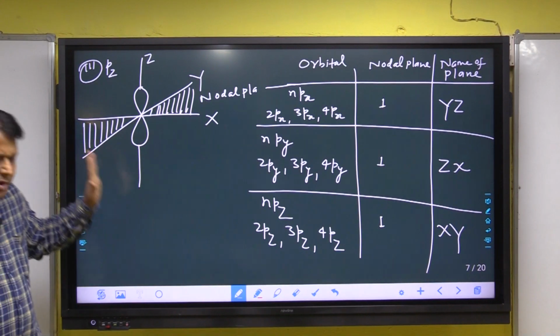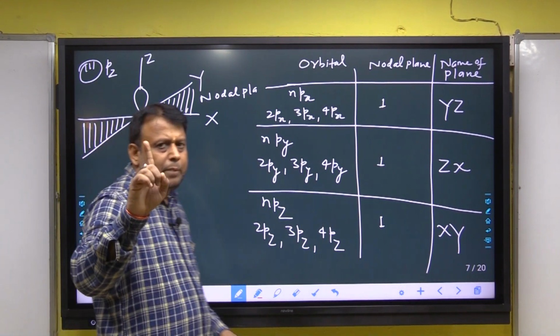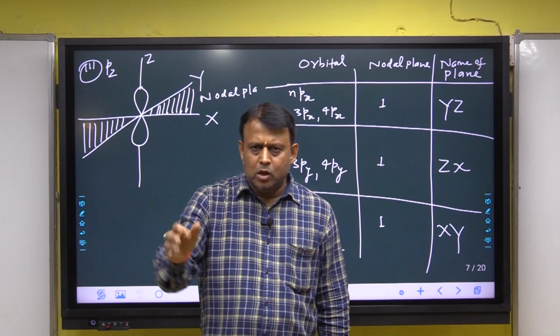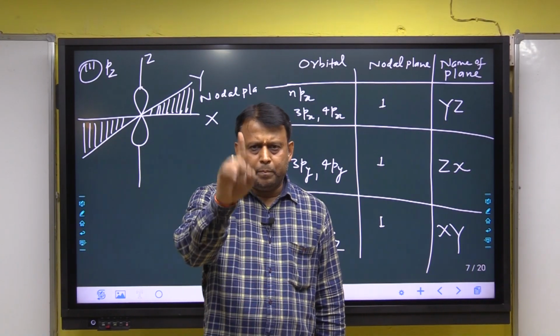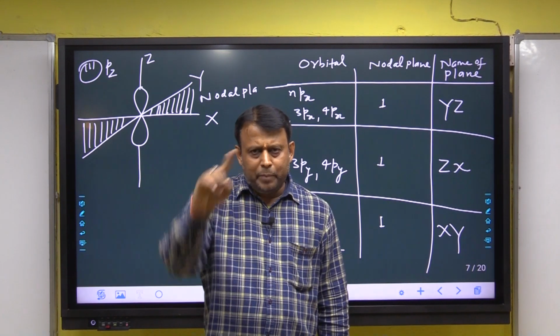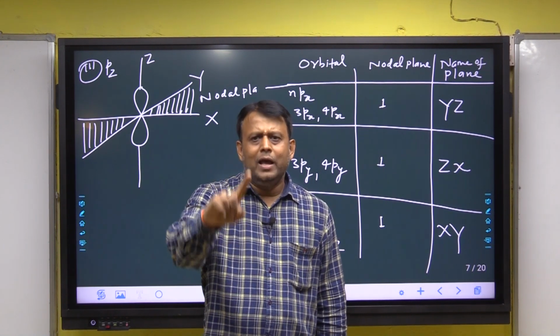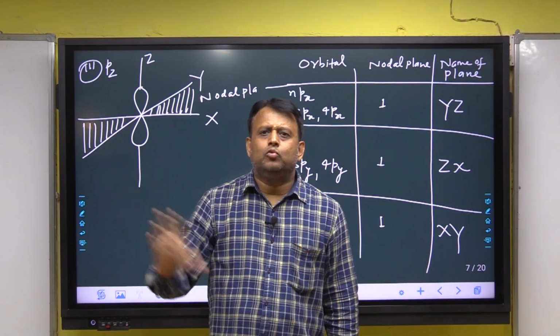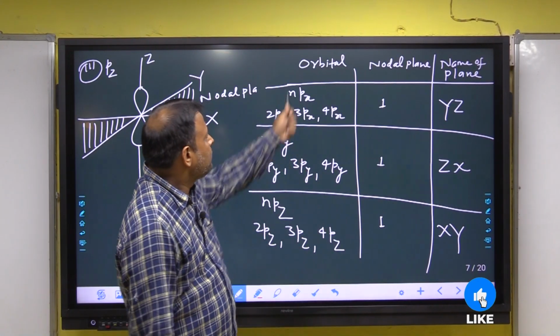Clear? I am repeating. For any p orbital, nodal plane is 1. For px, yz plane is the nodal plane. For py, number of nodal plane is 1, zx. For pz, number of nodal plane is 1, and for pz, xy is the nodal plane.